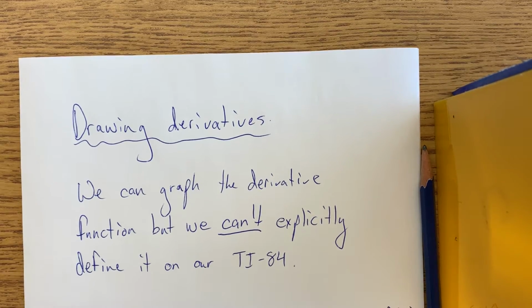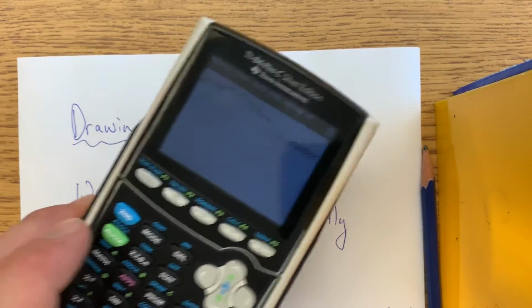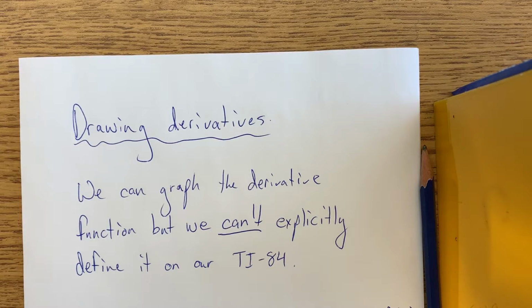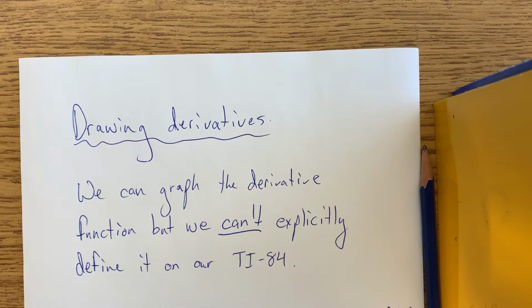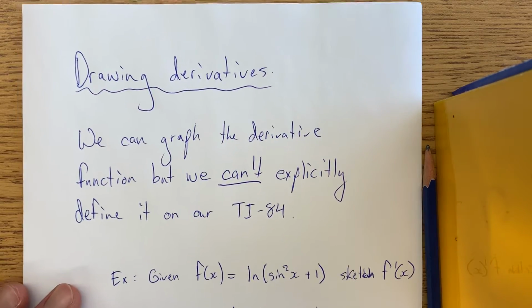Okay, so in this video, we're going to examine drawing derivatives on our TI-84. Now, one thing that we should recognize is that we can graph the derivative function, but we can't explicitly define it on our TI-84. So if you're asked to find the derivative, and not just the derivative at a specific point, but the actual function of all the slopes, you can't do that with your calculator. You can check it though, but you can't do it. So let's take a look at how we would graph a particularly strange function.